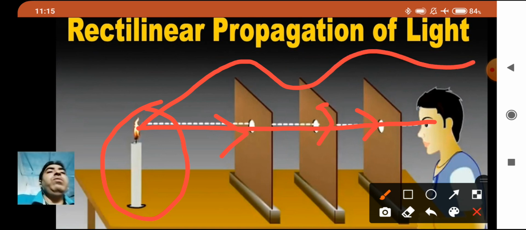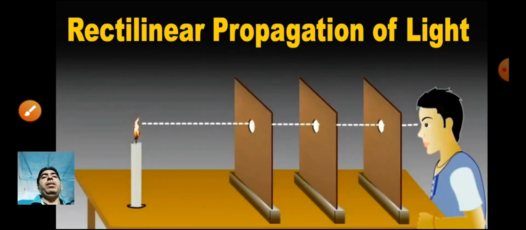When we light a candle in a dark room at night, we see the beam of light produced by the candle, which travels straight in the darkness. And what is rectilinear propagation of light? The property of light by which it travels in a straight line is called rectilinear propagation of light. Here we have given this example.